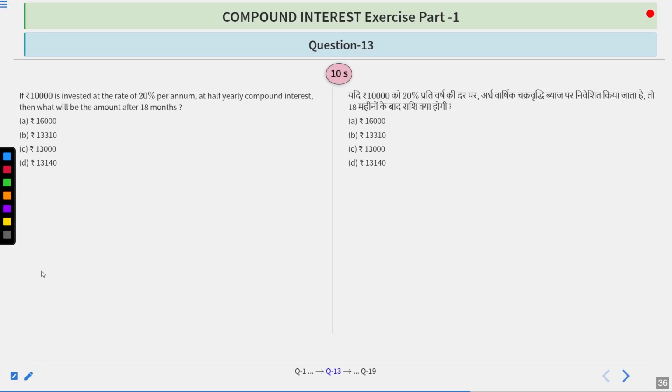Next is, if rupees 10,000 is invested at the rate of 20% per annum at half yearly compound interest, then what will be the amount after 18 months? And the options are option A, rupees 16,000, option B, rupees 13,310, option C, rupees 13,000, and option D is rupees 13,140. These are the options.